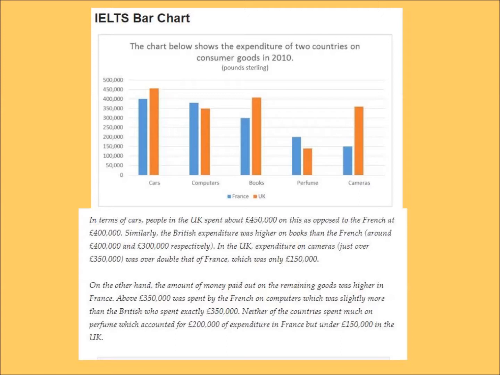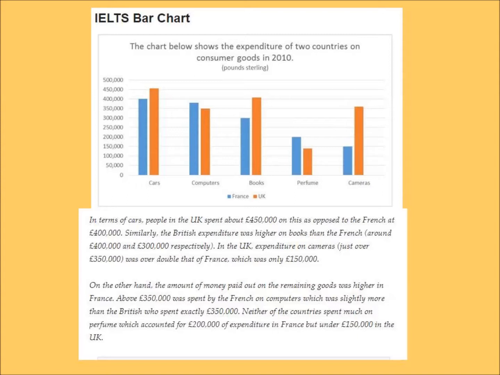Okay, right. Now look at the last one. There's something left that has to be described in the last paragraph. These are the contrasting details to what has been described so far, by the phrase "on the other hand." So this is a good way of starting a paragraph that describes something in contrast to what you have described earlier. On the other hand, the amount of money paid out on the remaining goods, the computers and perfume, is higher in France. Okay. On the other hand, the amount of money paid out on the remaining goods was higher in France, lower in Britain.